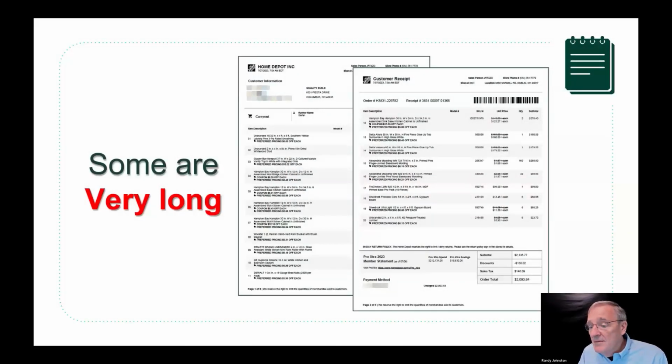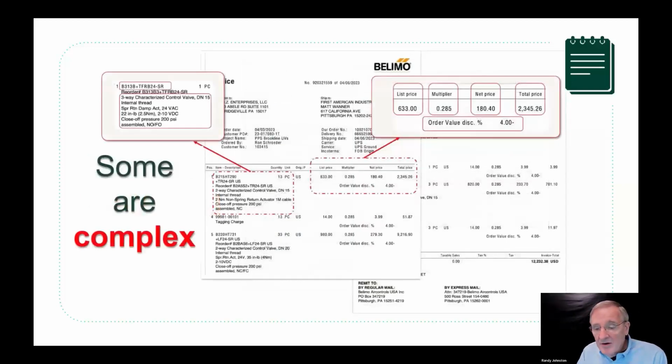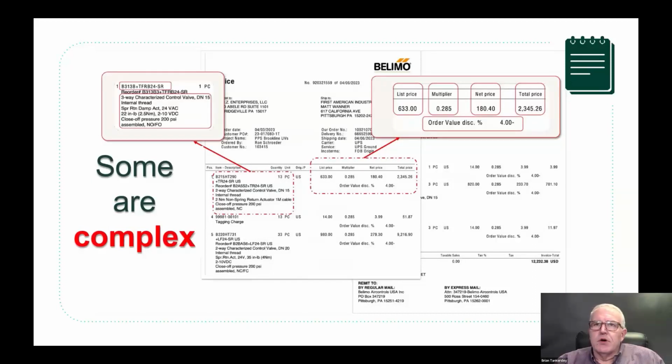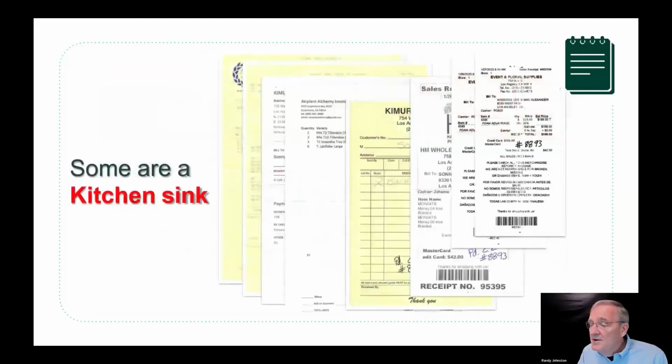Well, because some of them are pretty long. That's certainly a factor. Some are pretty complex. That's certainly a factor. Yeah, so multiple lines per item and different columns and things like that. Yeah, and some are just almost completely random.